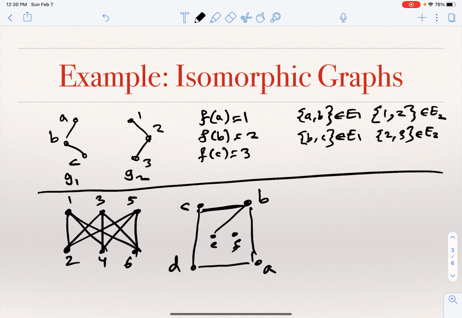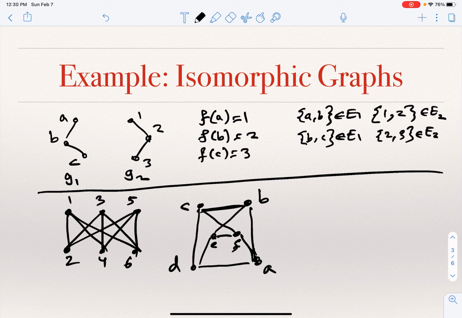Then we have these edges, and one between E and F, and then we have D and E, and we have F and A. Okay, so this is the graph. If you look at them, they don't look the same at all. But are they the same? Are they the same graph here? Or are they isomorphic?